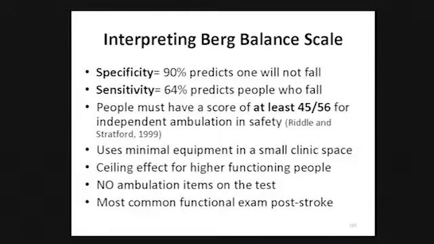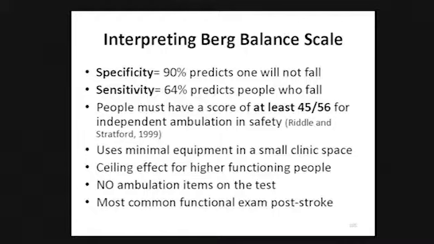What is the specificity that predicts that one will fall? 90% for the Burke. That's huge. Sensitivity, 64% predicts people who fall. Okay, so 90% specificity predicts who won't fall. 64% sensitivity predicts people who will fall. People must have a score of at least 45 out of 56 for independent ambulation in safety.